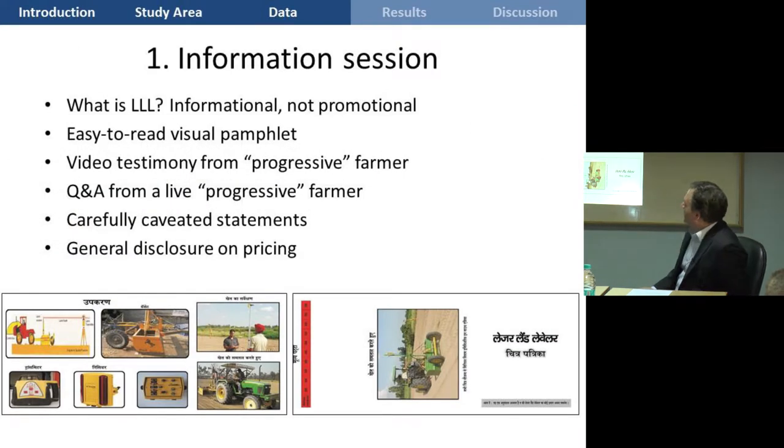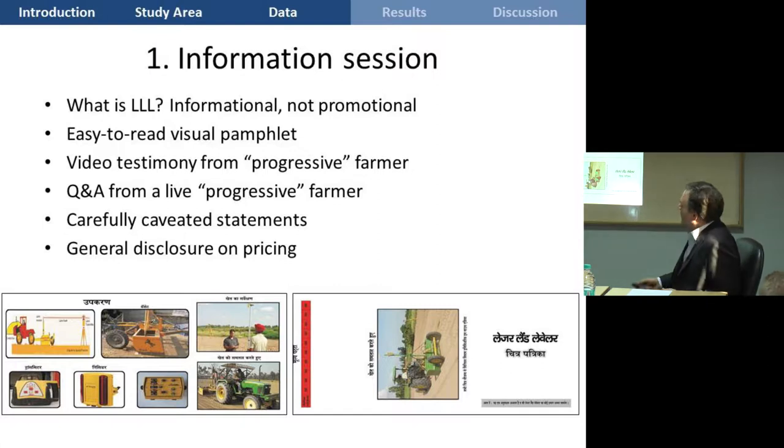So the first thing we did was that we provided farmers with a treatment, with information, basically. We said, okay, this is what a laser land leveler is. We don't have the capacity to run around and conduct field demos for everybody because that's just logistically very difficult and expensive. We provided an informational explanation. It was not promotional. We explained that we were researchers, and that we were not necessarily promoting the technology for use across the board. We said, listen to the information, figure out if it works for your plot, your household, your income, and so forth, then make your decisions.